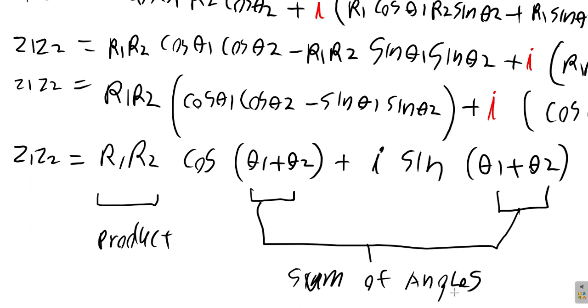All right, so there we go. Z1 Z2 equals the product, I mean not the product of the complex numbers, what did I say before? It is the product of the magnitudes of the complex numbers, or the product of the moduli of the complex numbers, and then the cosine and sine will apply to the sum of the angles. Alright, so that's it for now.